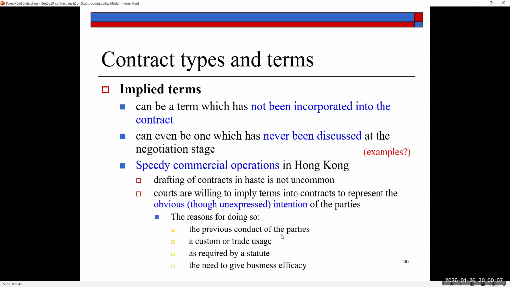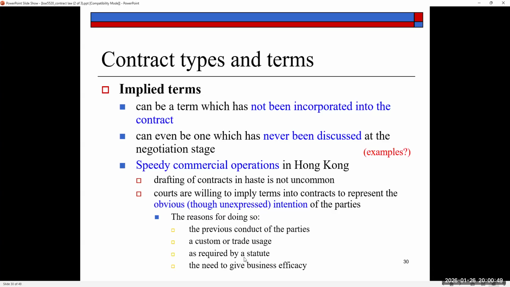The previous conduct of the parties. Say there was a previous contract or there were multiple times of previous transactions of cleaning air filters. Every time the contractor comes to the site, the contractor will provide the tools. Right? Previous conduct. A custom or trade usage. Trade usage is common in the trade, in the field, in practice. Whenever a contractor carries out filter cleaning, the contractor will provide the tools, even though that is not mentioned. This is a common practice, custom.